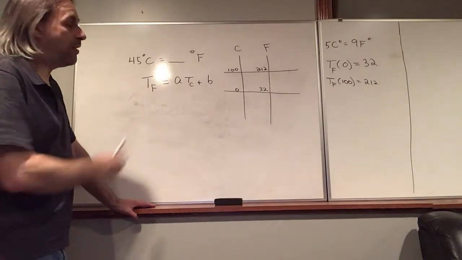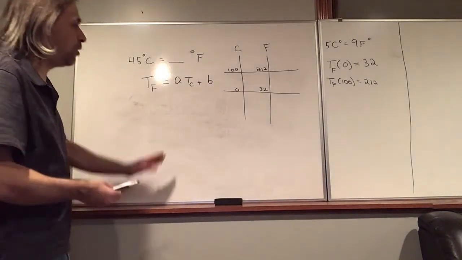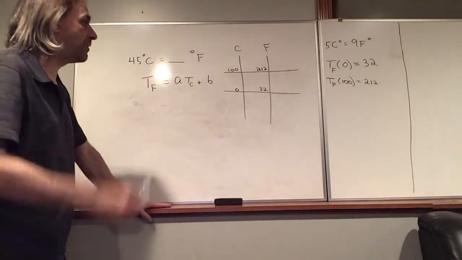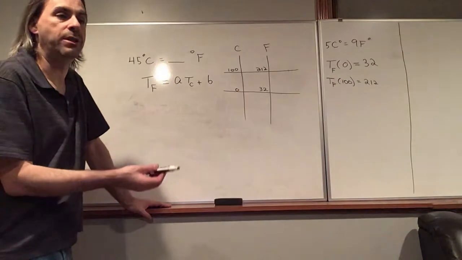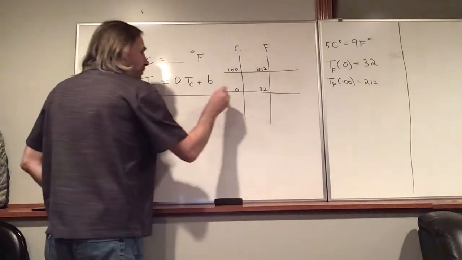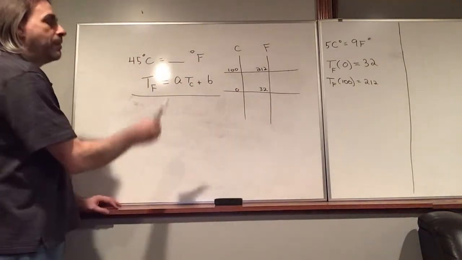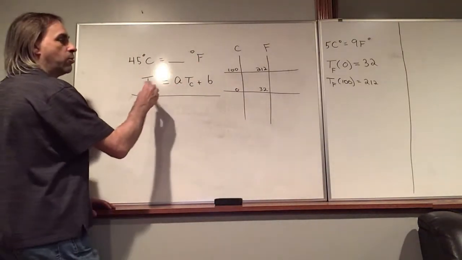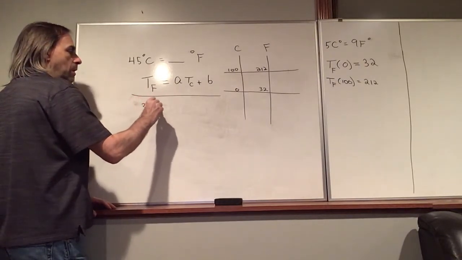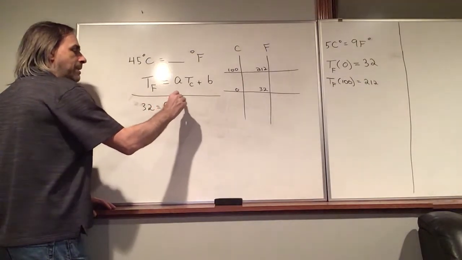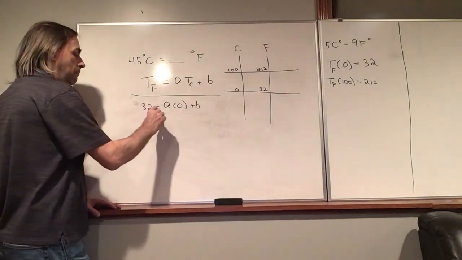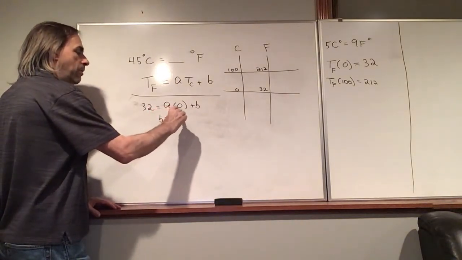So we have two things that we know. We can write down two equations now. And we have two unknowns, and that's a very good sign when the number of equations is equal to the number of unknowns. So let's do this. And it turns out this is going to be very simple, because if we plug TC in as 0, TF is going to be 32. So we know 32 is going to be A times 0 plus B. So we already know what B is. So B has to be 32.